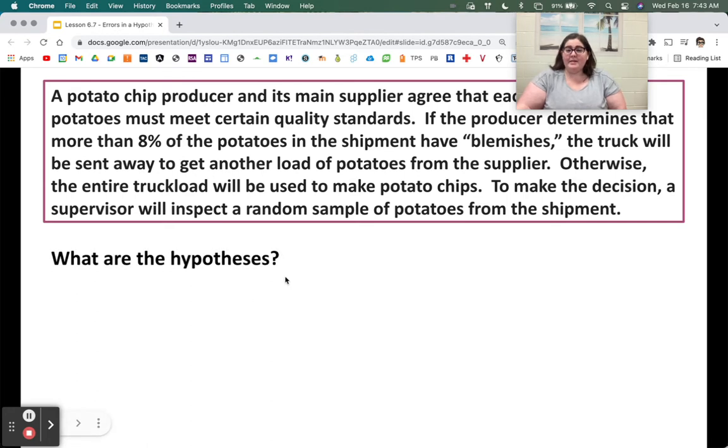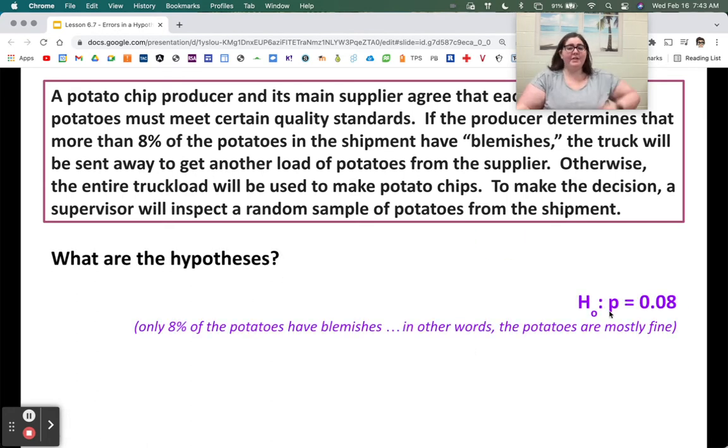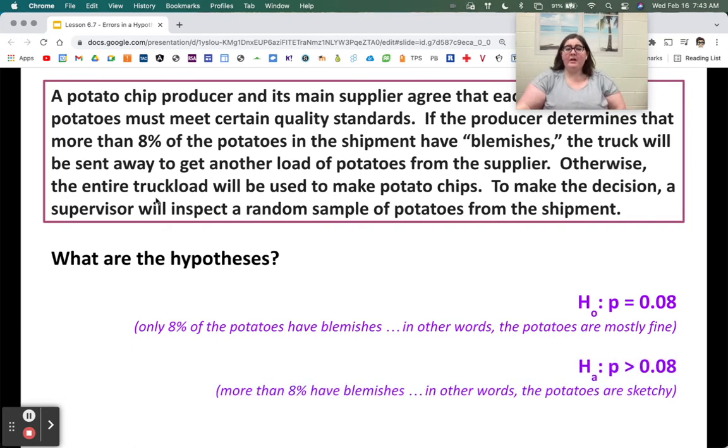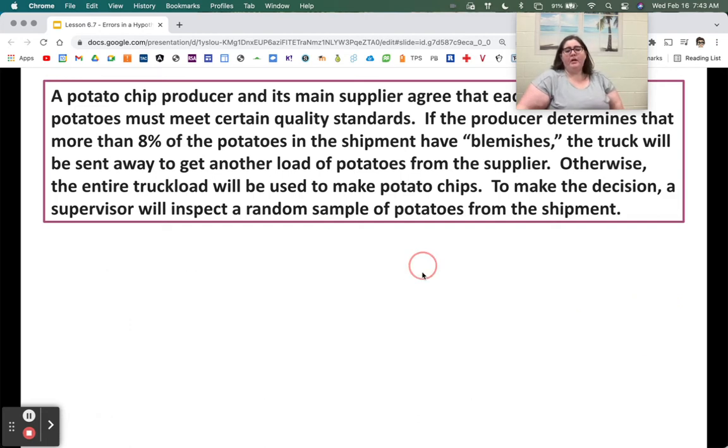So our hypothesis statements, right, our null is that everything's good. In this case, p is equal to 0.08. Only 8% of the potatoes have blemishes, maybe even less. Potatoes are mostly fine. Everything's good. That would be our null hypothesis, right? Our null in any situation is always everything stayed the same, everything's good, no big deal. Our alternate would be what he's trying to see. Do more than 8% of the potatoes have blemishes? So p is greater than 0.08, meaning more than 8% have blemishes, so the potatoes are sketchy as a whole.